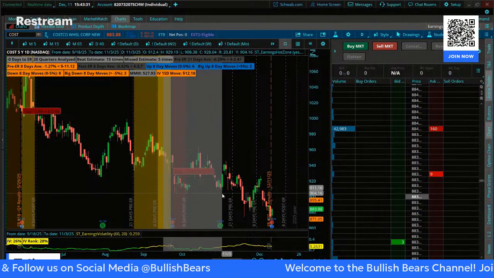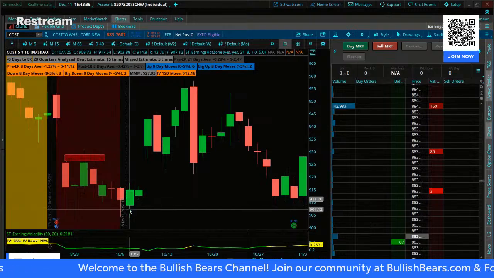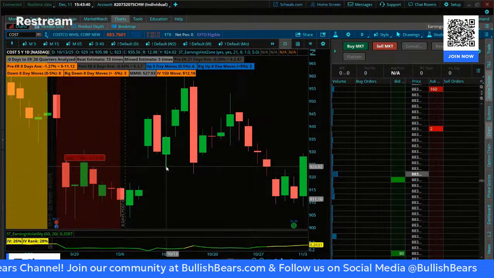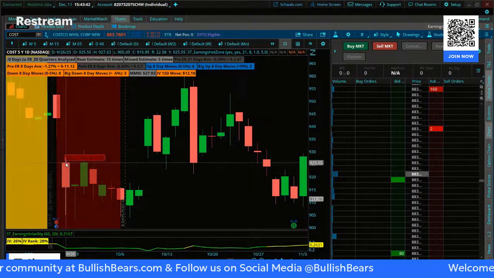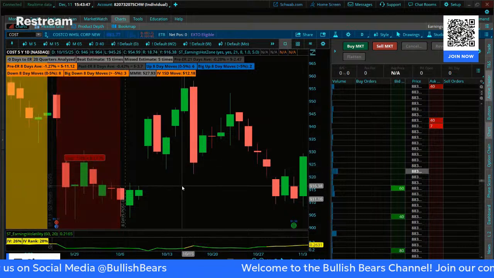Same thing here. Earnings bled off, gapped above, and still circled around and came right back down and tagged that gap. Then it got wild and still came right back down, tagged that gap.